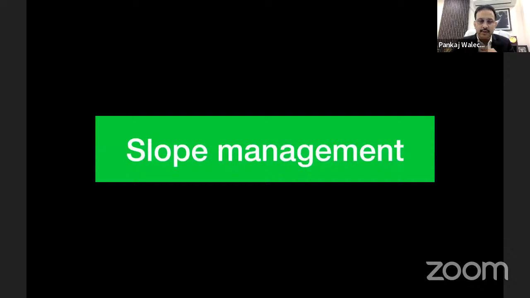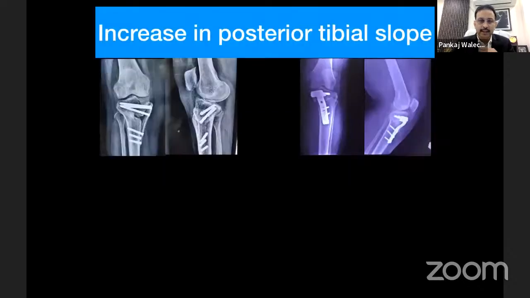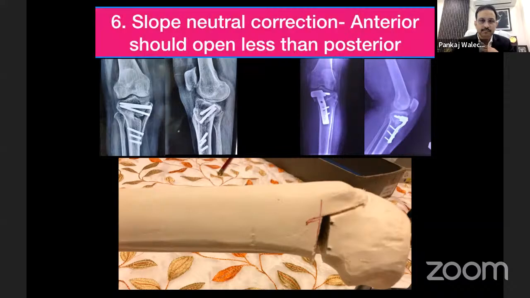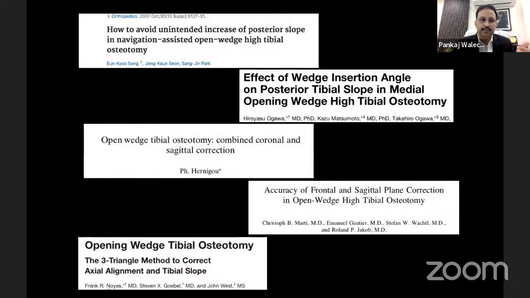So in the same breath, let me also talk about the slope management. An increase in the posterior slope is very, very common in opening wedge osteotomies, which are not well planned or not well executed. And we already talked about it, that your opening in the front, that is on the anterior side, should be less than the posterior. And releasing the superficial MCL liberally in the initial few cases is a very good idea, because otherwise you end up opening equally, and which can change the slope. So number 6 is for slope neutral correction, anterior should open less than the posterior. There are multiple landmark papers which you can refer to and get an understanding of it.